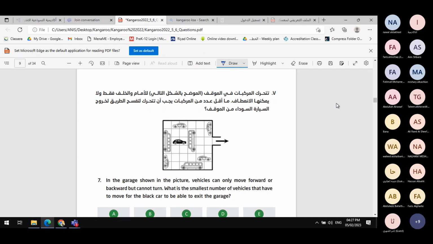Mister, in Arabic or English? English, I prefer English. In the garage shown in the picture, wheels can only move forward or backward, but cannot turn. What is the smallest number of vehicles that have to move for the black car to be able to exit the garage?